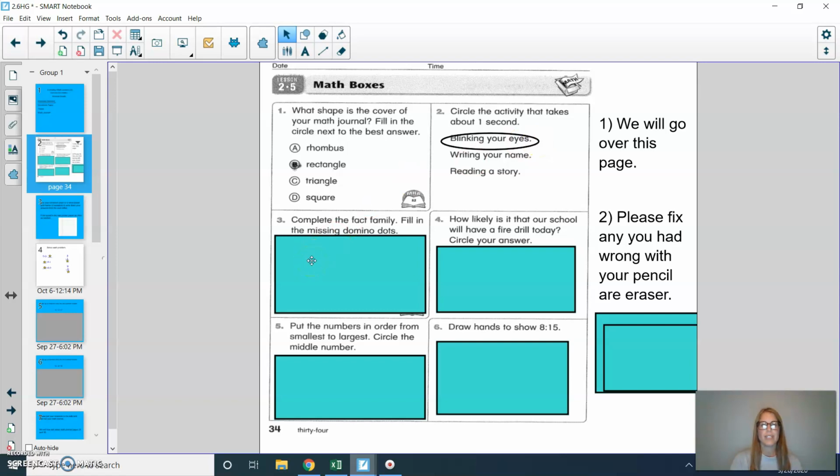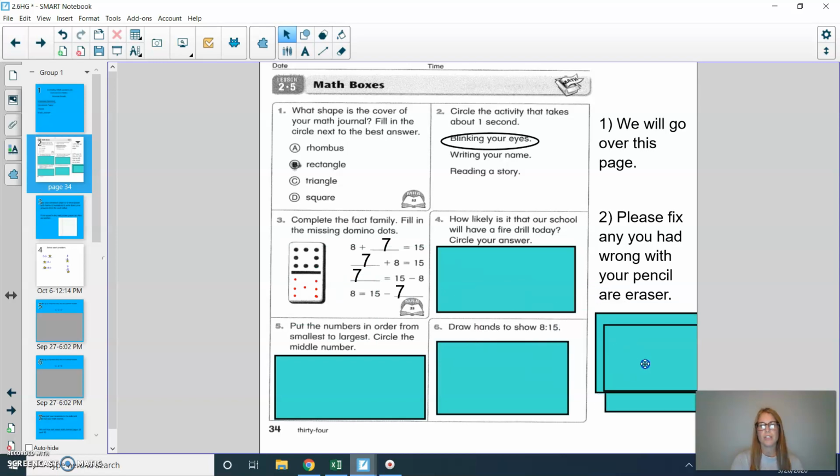For question 3, complete the fact family. Fill in the missing domino. So the missing domino that you should have drawn would have been 7 dots. Then we know that 8 plus 7 equals 15, 7 plus 8 equals 15, 7 equals 15 minus 8, 8 equals 15 minus 7.